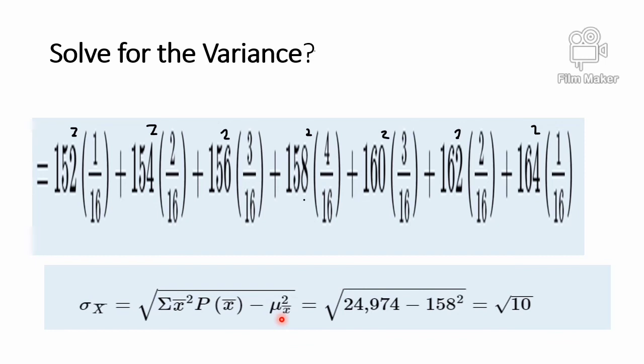Take note, the average is 158. So you will square this one. 158 times 158. 24,974 minus 158 times 158 and the square root of 10. So, if you will get the square root of 10, that will be the standard deviation. I repeat, if you will square root the variance of 10, that will be the standard deviation.